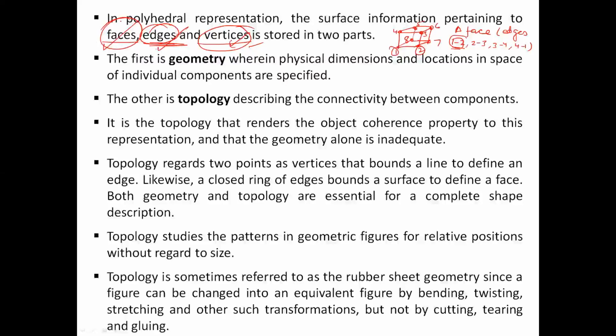Now, a very important aspect that you need to understand: what is the difference between a geometry and a topology? What is the difference between geometry and topology? Sorry, this is not a correct figure.